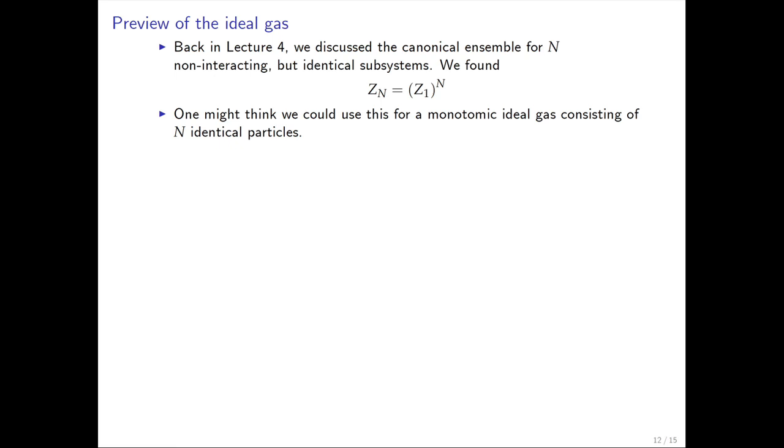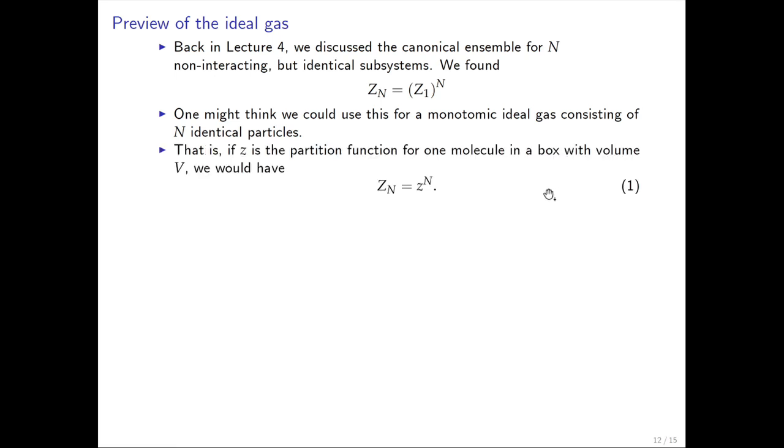For a monatomic ideal gas consisting of N identical particles, you say, hey, we should be able to use this. I mean, let's forget about quantum mechanics. We should be able to use this for a classical ideal gas, right? Shouldn't we? Well, if this little z is the partition function for one molecule in a box with volume V, we think the partition function for N of those in a box, an ideal gas, which are non-interacting, should be little z to the power N, right? That's what you might think.